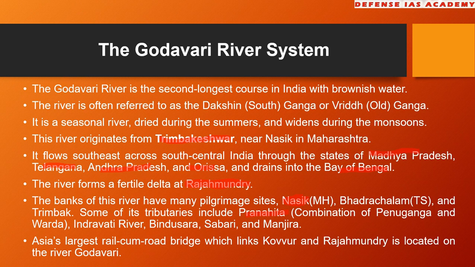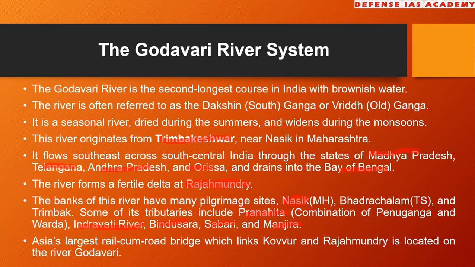Trimbak, etcetera. Some of its tributaries include Pranahita, that is a combination of Penganga and Wardha, then the Indravati river, then the Bindusara, the Sabari, and Manjira. All these are tributaries of the Godavari river system.